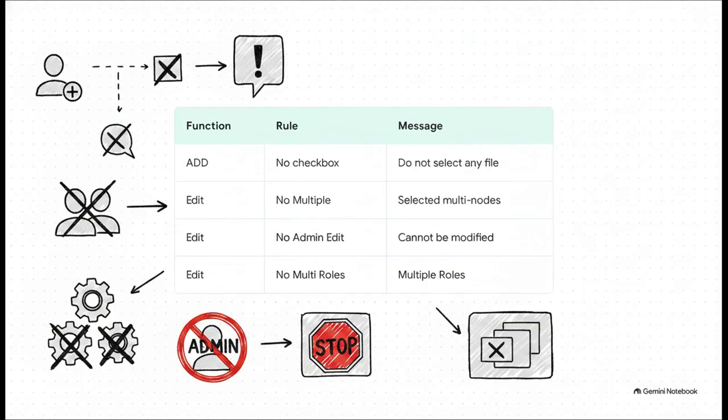These individual warnings actually build into a really strict if-then framework. If you try to add a user while a box is checked, you get the "Do not select any file" warning. If you try to use the edit pencil while selecting more than one user, it catches you with a "Selected multi-nodes" warning because, you guessed it, you can't edit multiple users at once. Try to edit the core admin user, it firmly tells you admin cannot be modified.